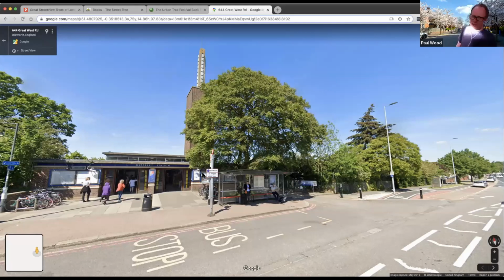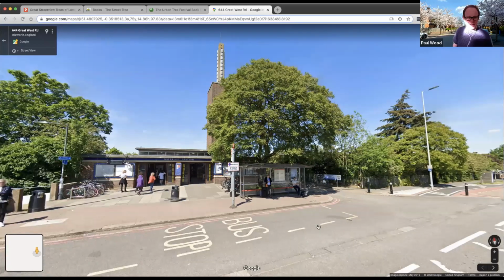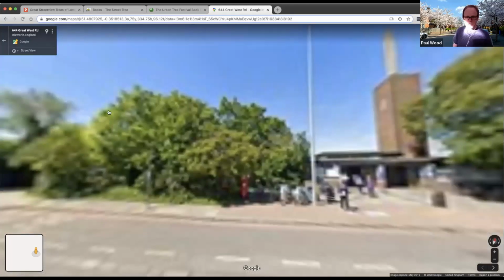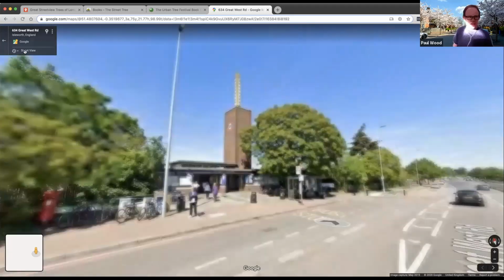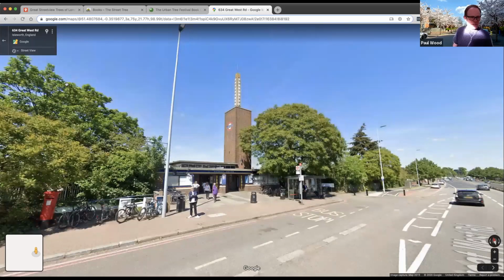I've seen some photographs of Osterley Station from that time, and the tree wasn't there. Even though this is one of the largest golden rain trees I know, it suggests that it's not that old. So it's clearly less than 100 years old, and probably more like 50 years old. So we're going to go back in time and see what we can see of this tree in different seasons.